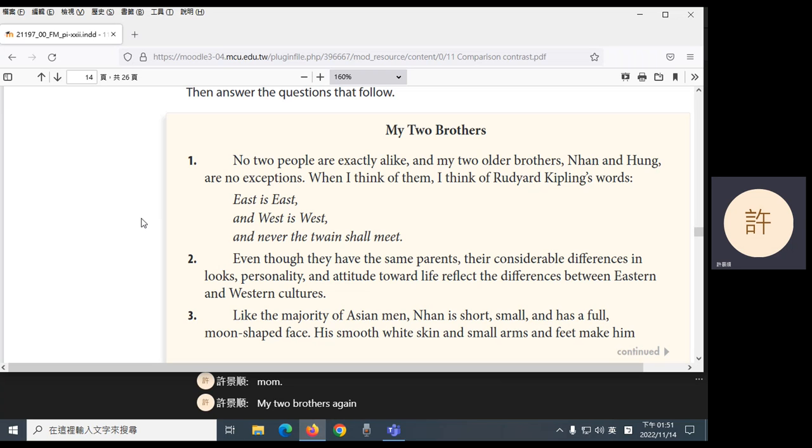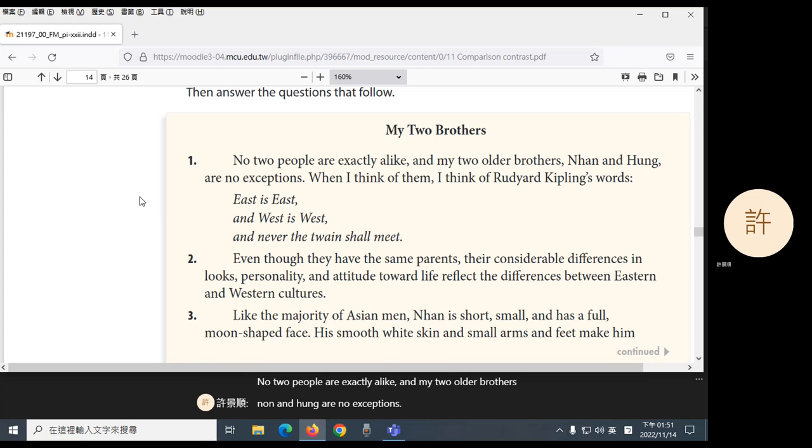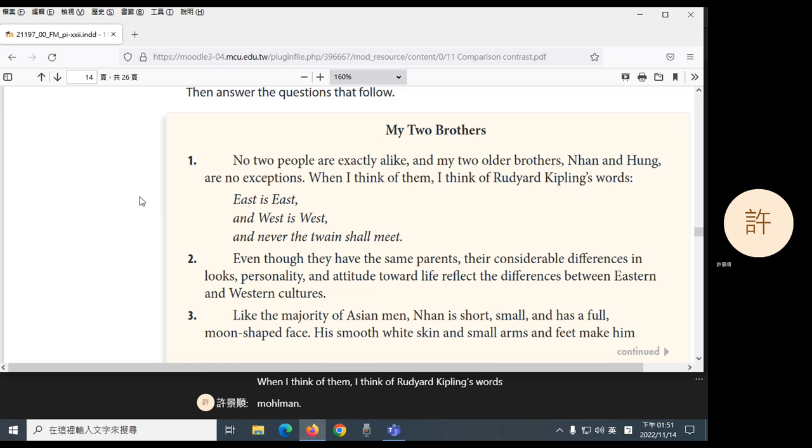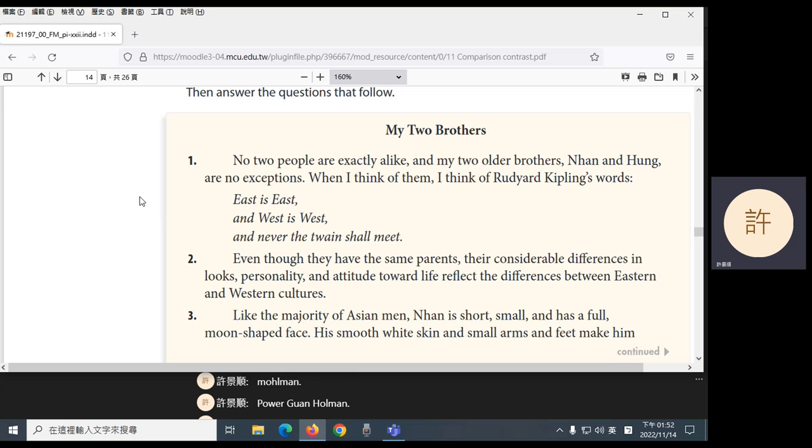OK, let's look at this essay. My two brothers. Again, a title that calls out for comparison. No two people are exactly alike, and my two older brothers, Nan and Hung, are no exceptions. When I think of them, I think of Rudyard Kipling's words.